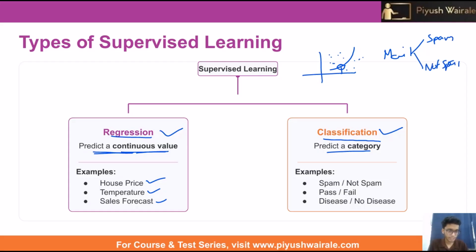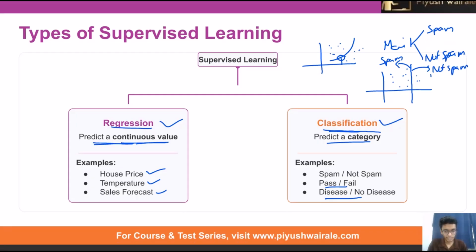Okay, this is what happened in case of classification: pass or fail, disease or no disease. So in classification, we will be given data points and we will try to find the decision boundary. On this side there is spam, and on this side there is not spam. This is what happens in classification.